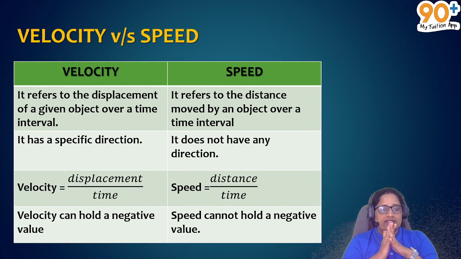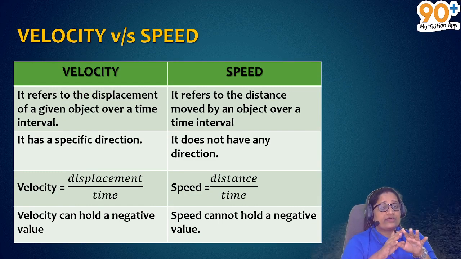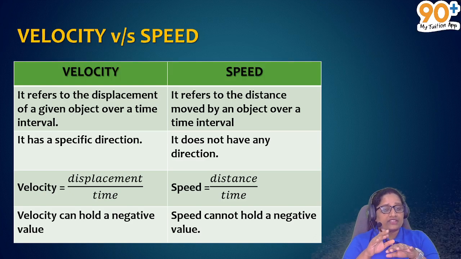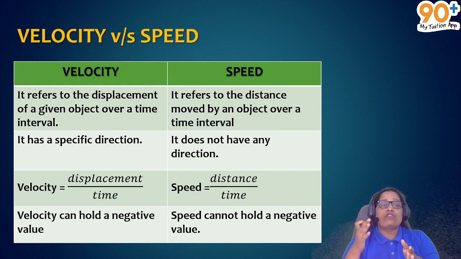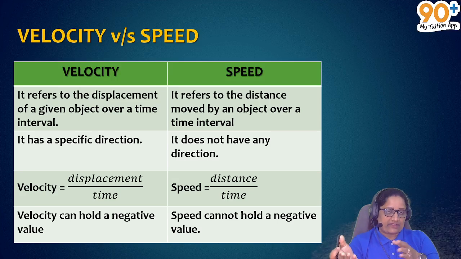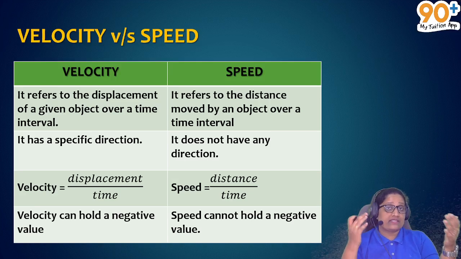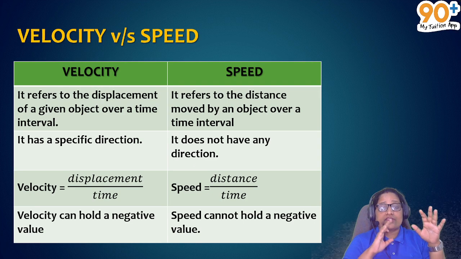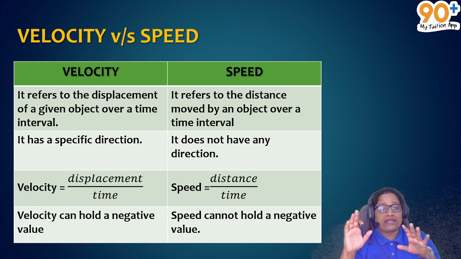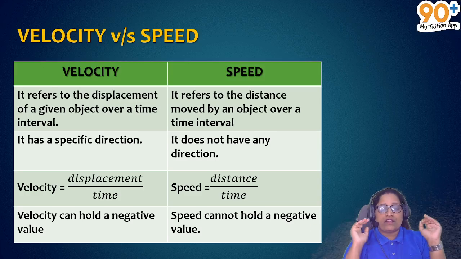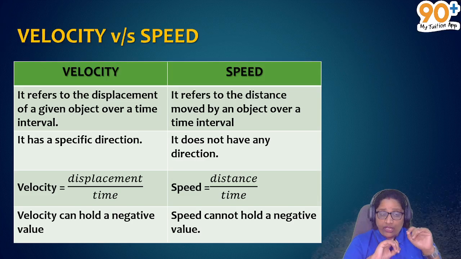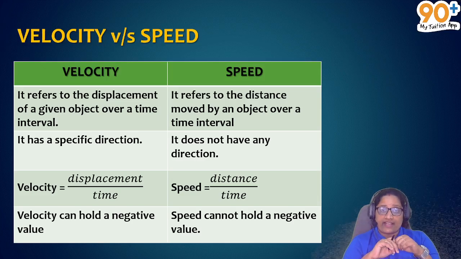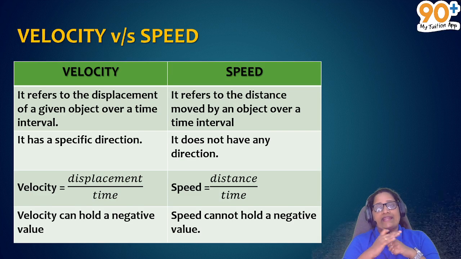Velocity versus speed. Velocity refers to the displacement of a given object over a time interval. Speed refers to the distance moved by an object over a time interval. So velocity is what? Displacement divided by time. Velocity has a specific direction. Speed does not have any direction. Velocity is equal to displacement divided by time. Speed is equal to distance divided by time. Velocity can hold a negative value. Speed cannot hold a negative value.